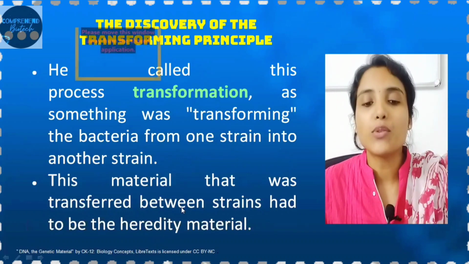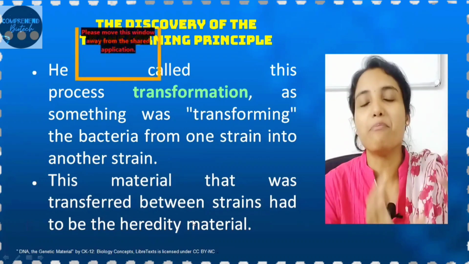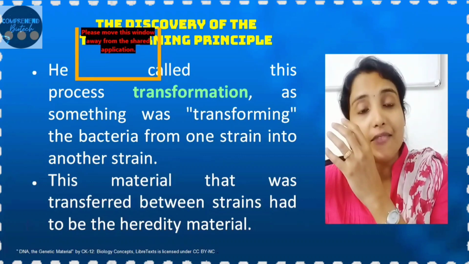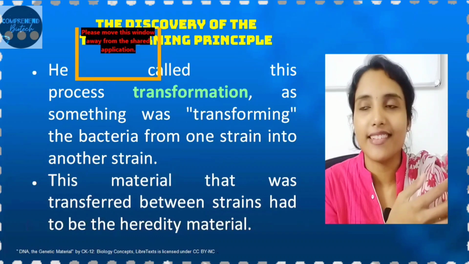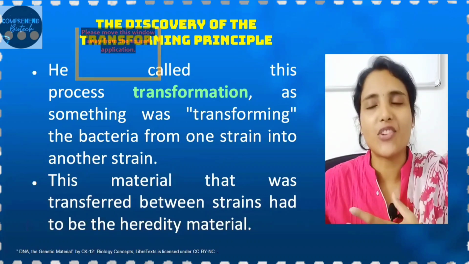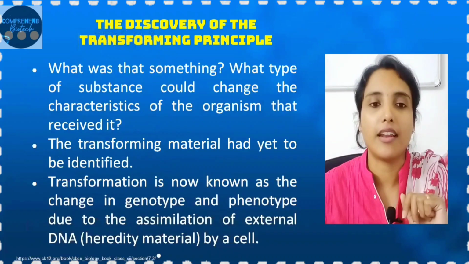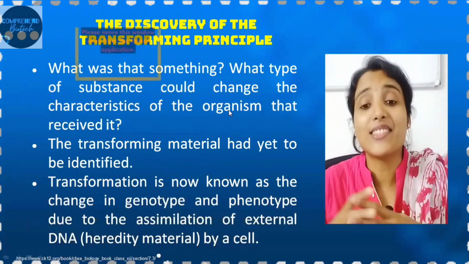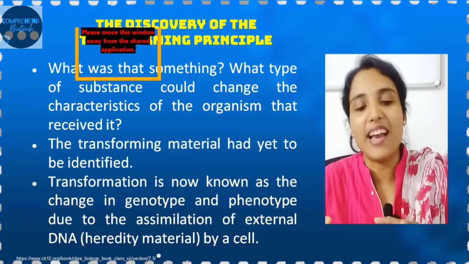He called this process transformation, as something was transforming the bacteria from one strain into another strain. Now this material that was transferred between the strains had to be the hereditary material, because the information was being passed, right? The information for a bacteria to be a virulent strain was passed on to a non-virulent strain. So that notion came up that whatever is transferred from the S strain into the R strain should be the genetic material. Now, what was that something? What type of substance could change the characteristics of the organism that received it? That transforming material had yet to be identified.